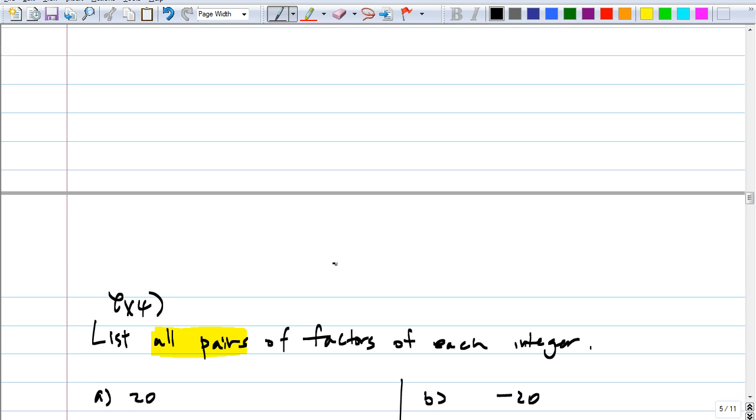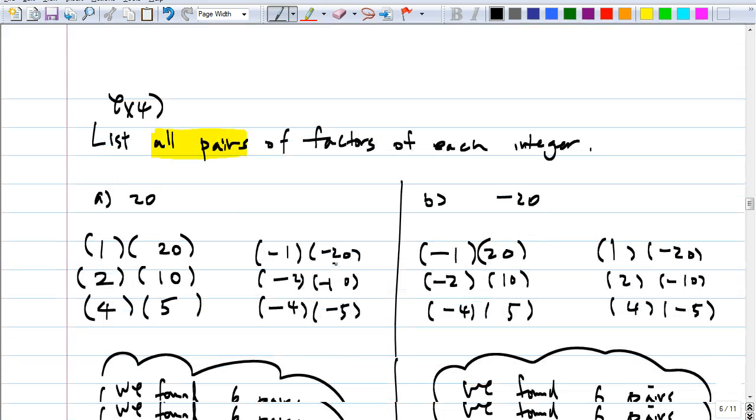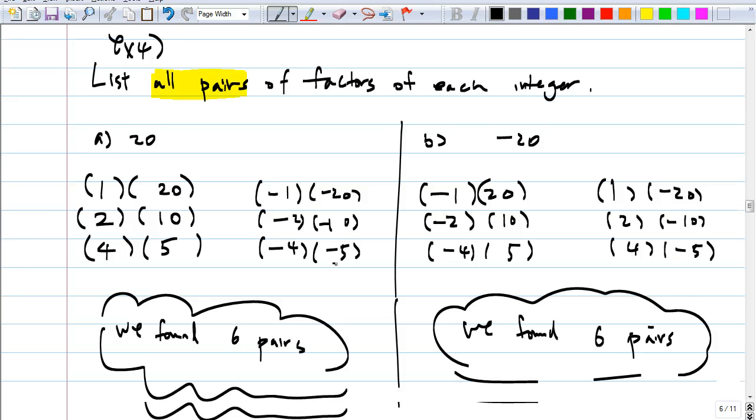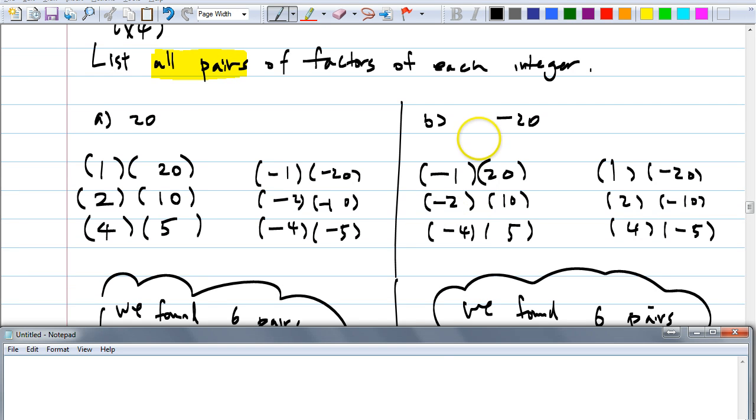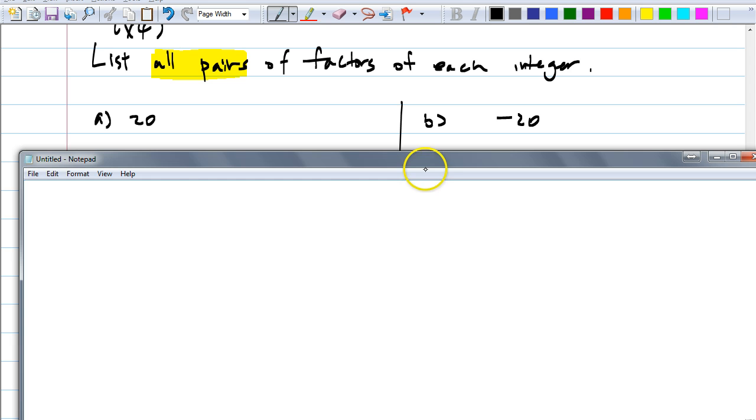So it says list all pairs of factors of each integer, okay? I don't want to show you all the answers. Okay, list all pairs of factors. Now, does this say positive factors? No. So do you think we could have negative factors? Yes. So take a look at these. Let's do this quickly. It's not that hard. What about 20? So they say list all pairs. So let's list them as pairs.